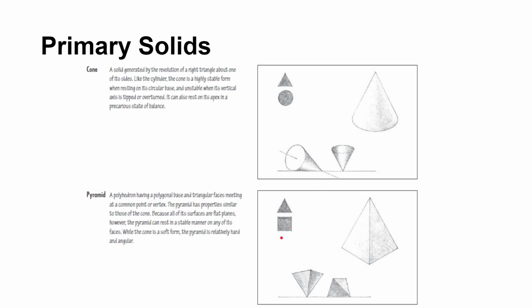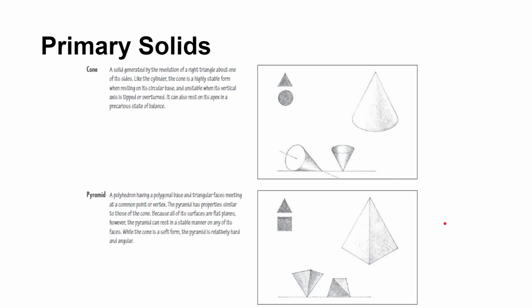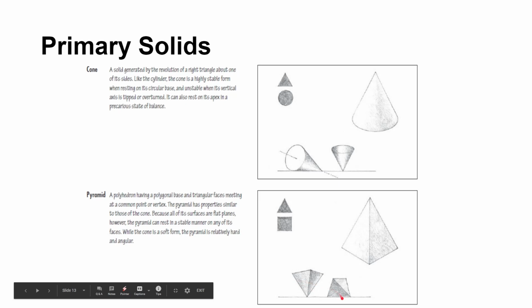Pyramid. A pyramid is a polyhedron having a polygonal base and triangle faces meeting at a common point or vertex. The pyramid has properties similar to that of a cone, given it has a flat surface here. Because its surfaces are flat planes, however, the pyramid can rest in a stable manner on any of its sides. Whenever you overturn the pyramid, any base would be straight, so it will lie flat on the plane.